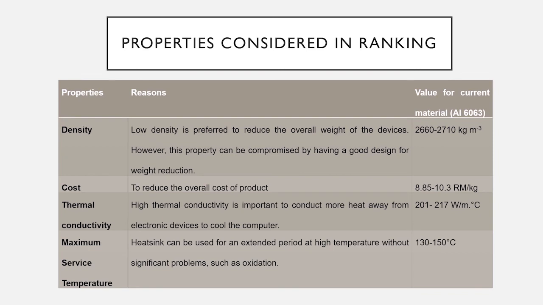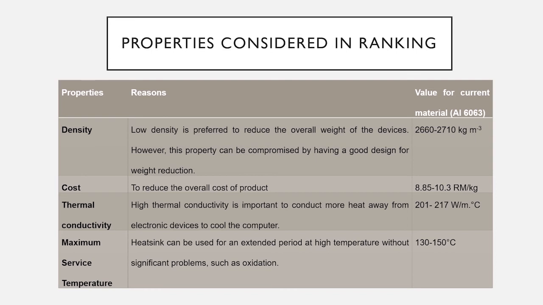So these are the properties that our group considers in ranking, which are density, cost, thermal conductivity, and maximum service temperature. For density, low density is preferred to reduce the overall weight of the device. However, this property can be compromised by having a good design for weight reduction. Next is cost, because we need to reduce the overall cost of the product.